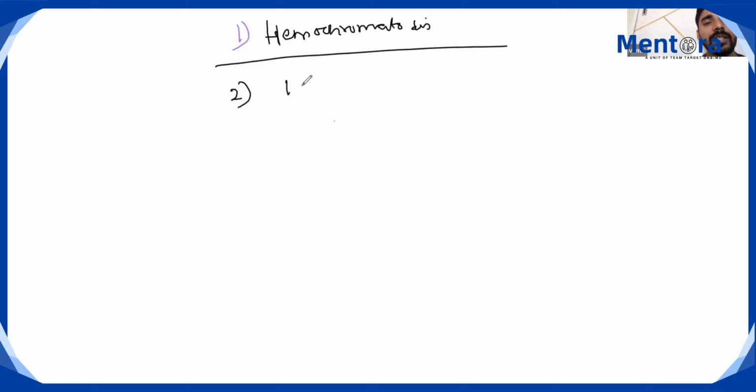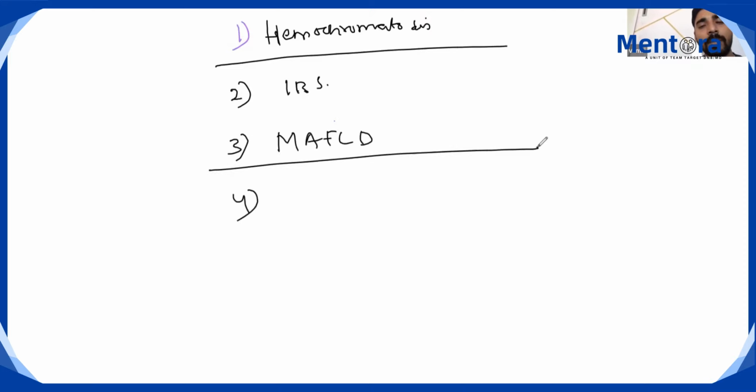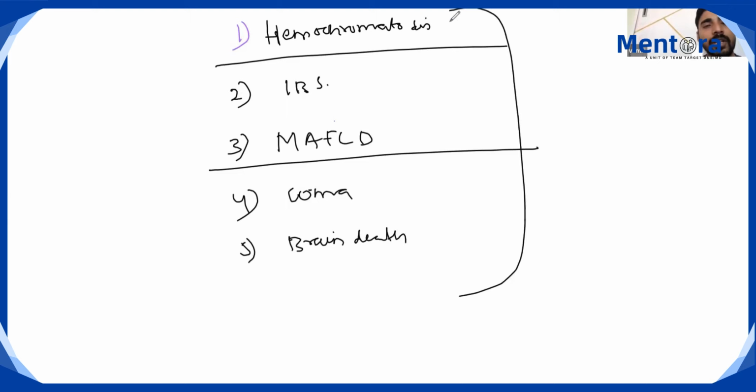Then we'll start GIT. In the GIT, we'll go for irritable bowel syndrome. And third, we'll deal with metabolic associated fatty liver disease. And with this, we'll complete GIT. Then we'll go to CNS. In CNS, we'll deal with coma. And fifth is brain death. So today, if time permits, we'll cover all these 5 topics.